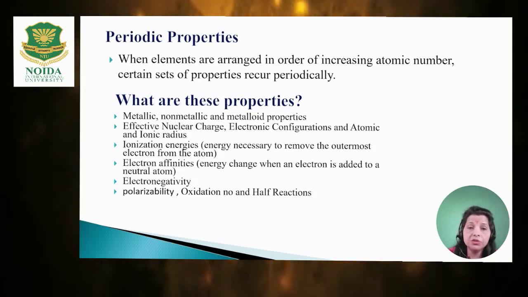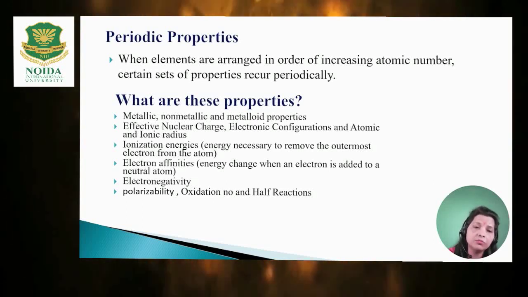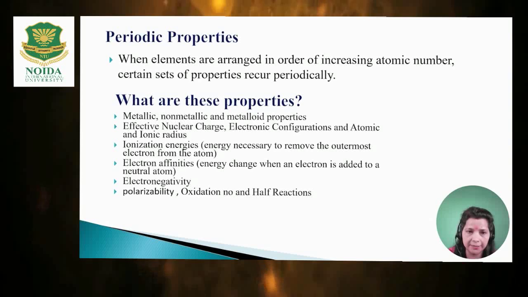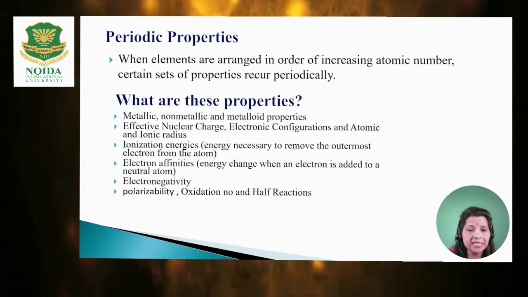Number 2, the effective nuclear charge, electronic configuration, atomic and ionic radius, then ionization energy, that is the energy required to remove the outermost electron in its gaseous state. Then electron affinity, the energy required to add an electron to a neutral atom in its gaseous state. Then electronegativity, polarizability, oxidation number and half reactions.